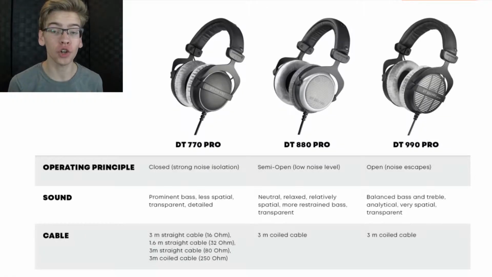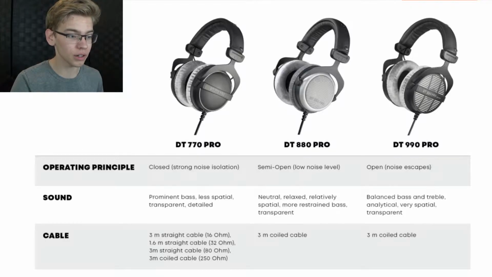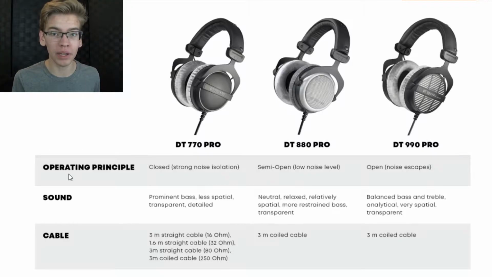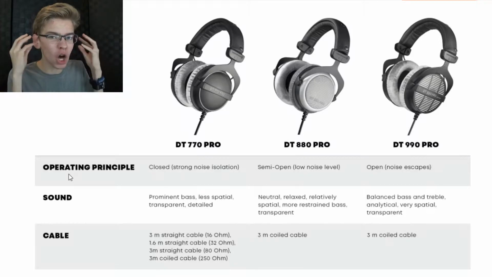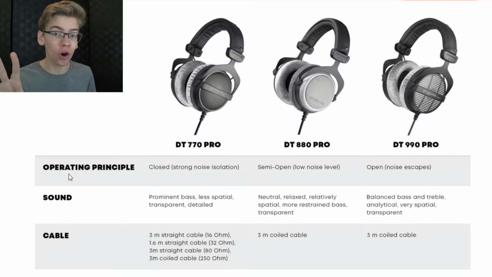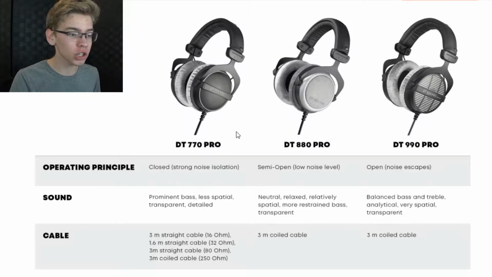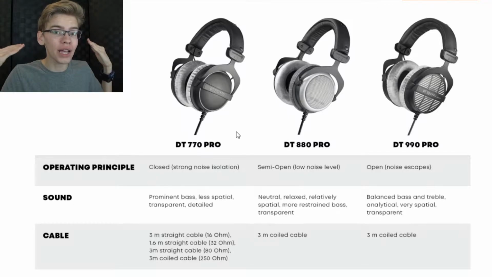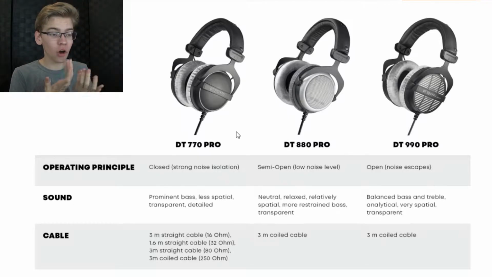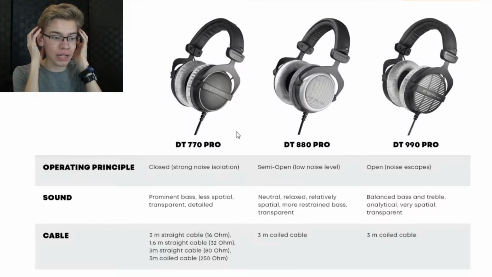There's some different enclosure types. On the Beyerdynamic website here, they call it operating principle, but it's really the enclosure type. And this only applies to over-ear headphones and maybe on-ear headphones, which I'll go over in a minute. Closed means it's closed fully around your ears. No sound is trying to be let in. It's all just blocking all the surrounding air.